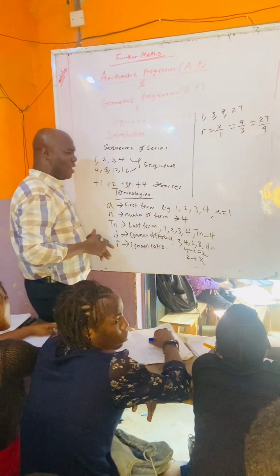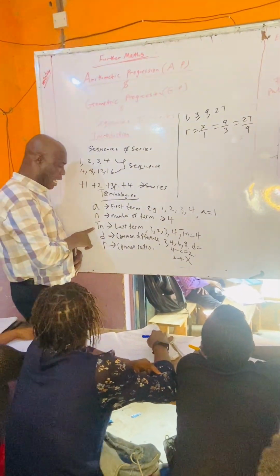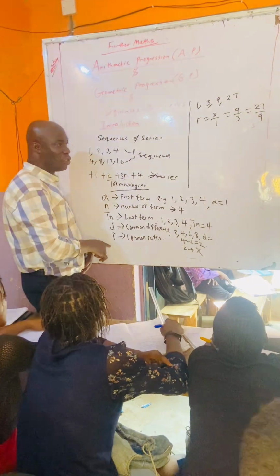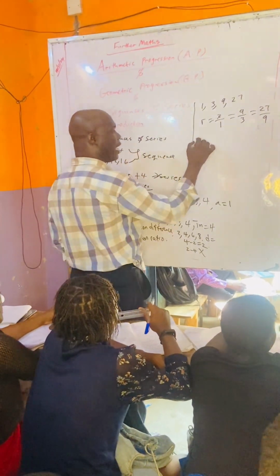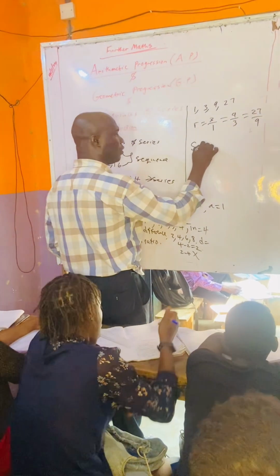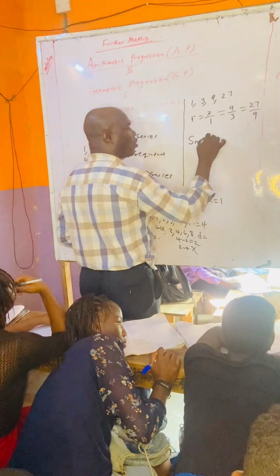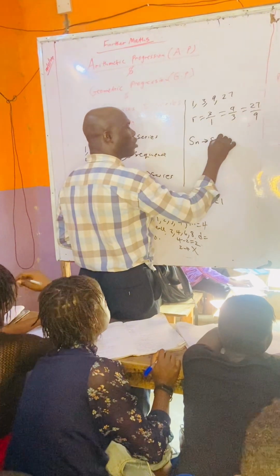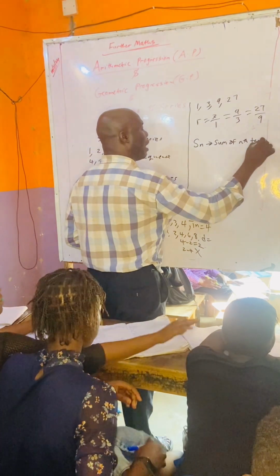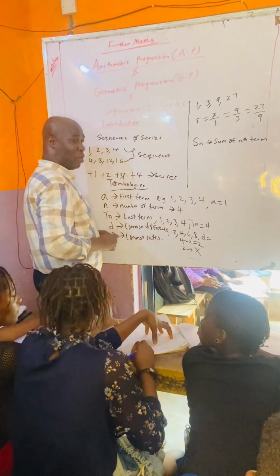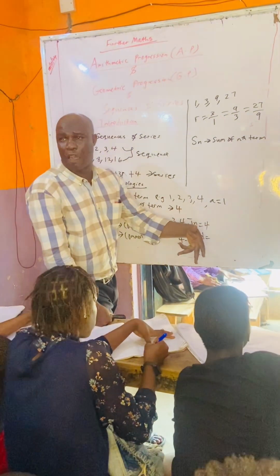So, another area is that after first term, number of terms, last term, common difference, common ratio, we can still see something like SN. And that one will be what? Sum of N terms, or simply put, sum of numbers of terms. Are you getting now? Yes.